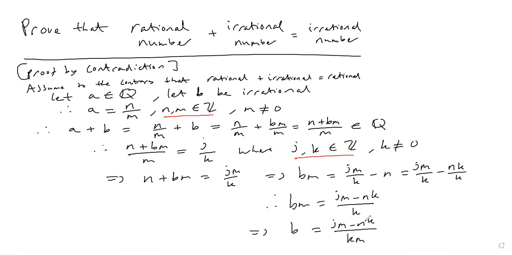Now J, M, N, K are all integers. So this is a whole number, take away a whole number, which is going to be another whole number. So you've got an integer on the top, and then K times M on the bottom. K is an integer, M is an integer, and an integer times an integer must be a whole number. So you've got another integer on the bottom. That means that this fraction is going to be a rational number. So this must be a rational number. But this is a contradiction.